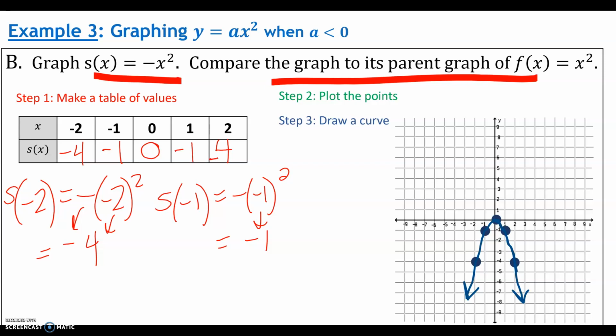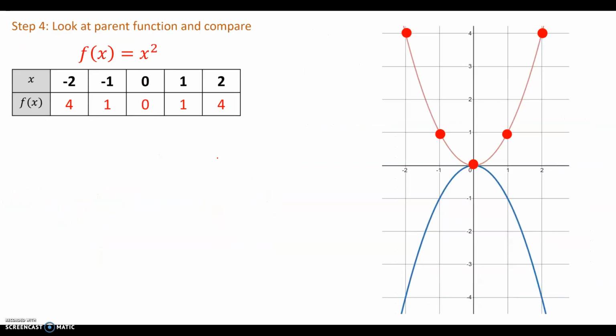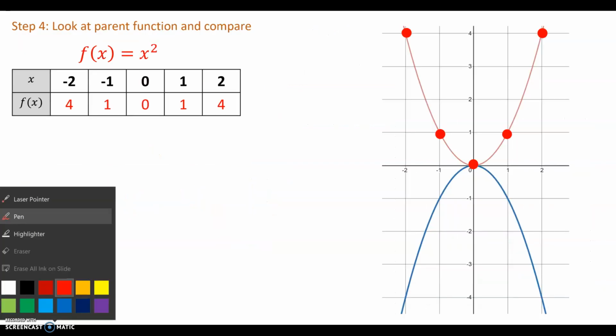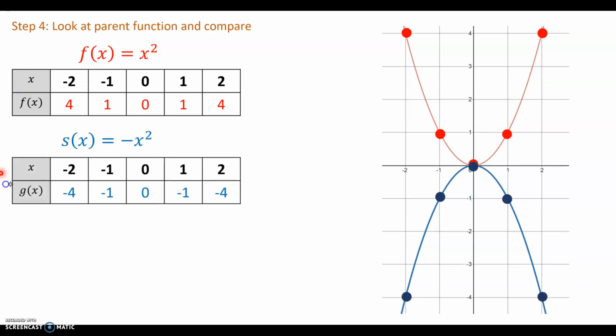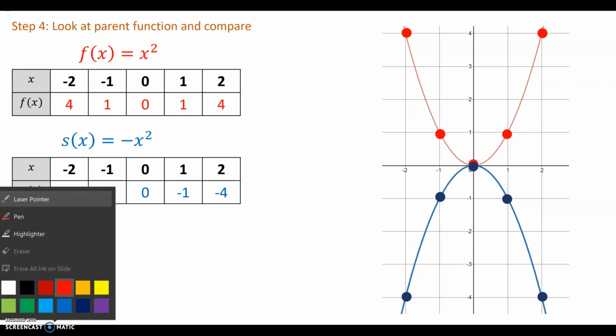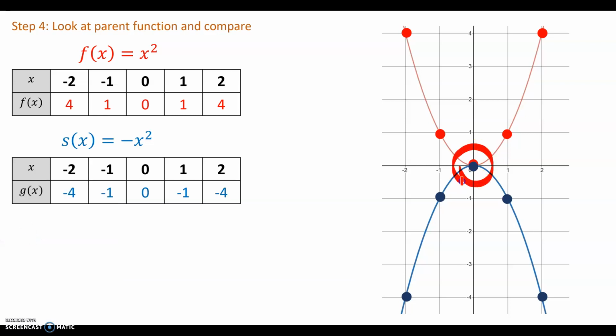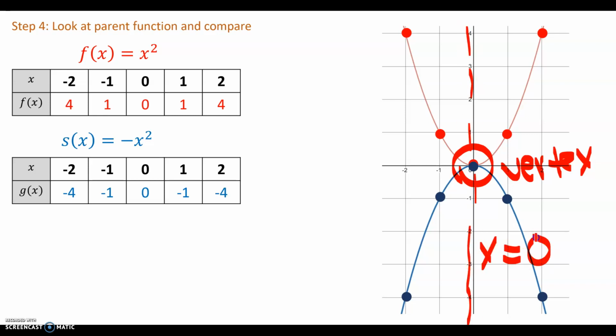Okay, so let's compare this to its parent function. So the parent function, obviously, is right here. Okay, that's not changing, and these are the same values from before. Okay, here's our function that you just found the table of values for. Notice it opens downward. Now let's actually talk about it. Well, let's see here. Vertex, same. Axis of symmetry, still the same, but the only difference is it's flipped.